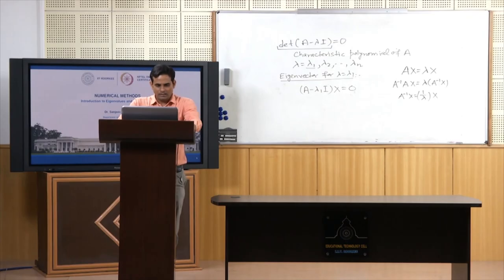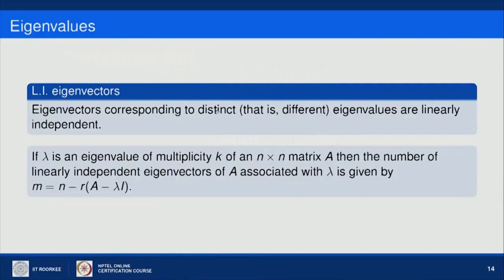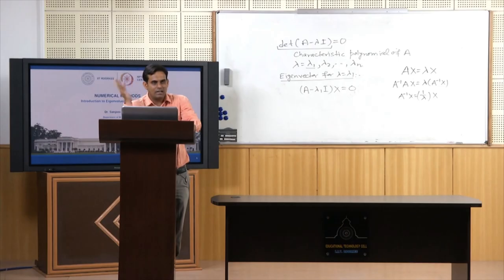So, this result tells us that eigenvectors corresponding to distinct eigenvalues are linearly independent. Moreover, if we don't have distinct eigenvalues for a given matrix and some eigenvalue lambda has algebraic multiplicity k, then the number of linearly independent eigenvectors of A associated with this eigenvalue lambda is given by m, where m is n minus rank of A minus lambda I.